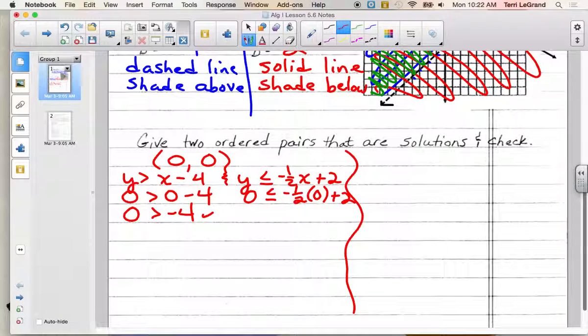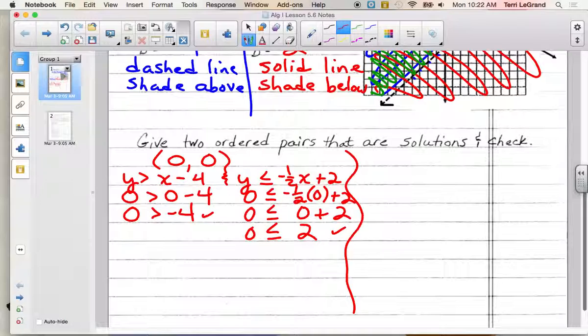Well, what's a negative 1/2 times 0? 0. So we end up with 0 is less than or equal to 0 plus 2. 0 plus 2 is 2. Is 0 less than or equal to 2? Is that true or false? True. So it checks out there. Okay? So feeling pretty good about that. Let's do one more. Sure?